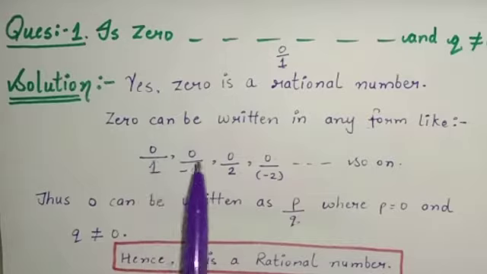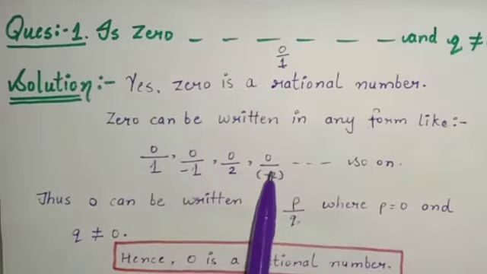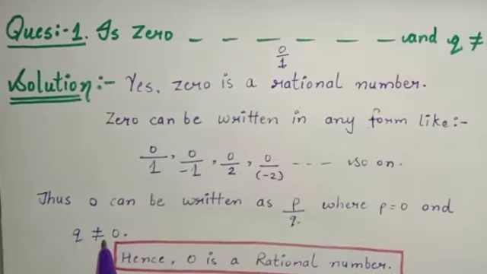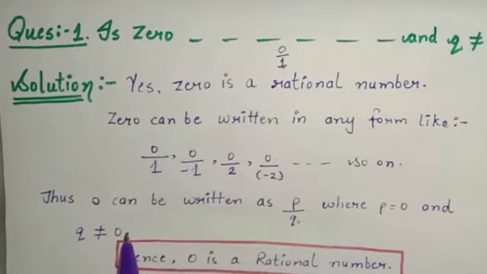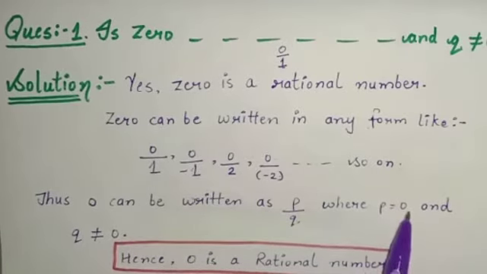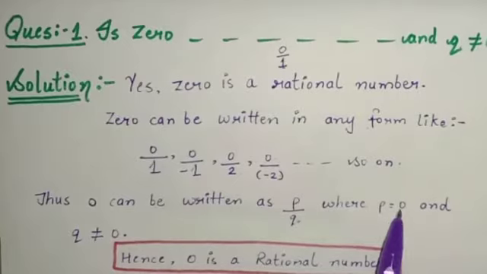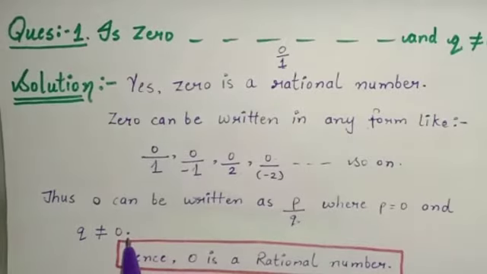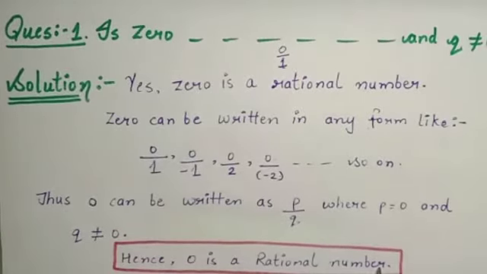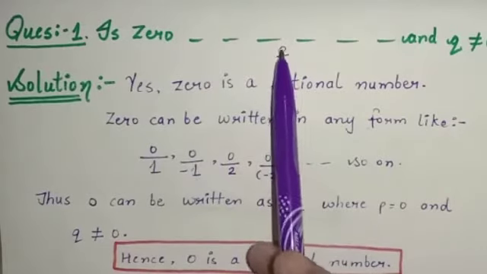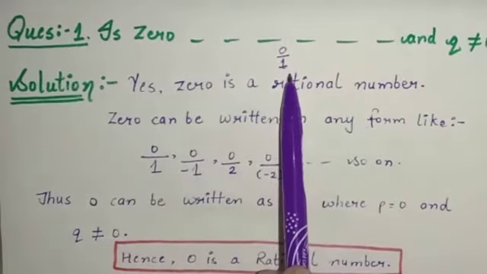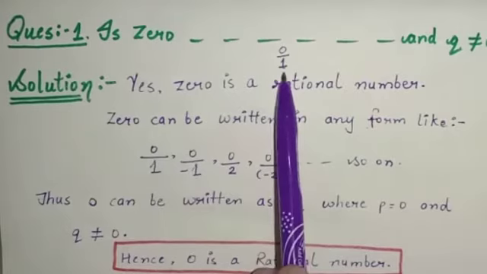मीन्स टू से हम 0 को किसी भी डिनोमिनेटर के साथ रख सकते हैं, बट द कंडीशन इज दैट वुड नॉट बी इक्वल्स टू 0. मीन्स p इज इक्वल्स टू 0 कि p तो 0 है लेकिन q 0 नहीं होना चाहिए. सो हेंस 0 इज अ रेशनल नंबर, क्योंकि 0 को हम p बाई q की फॉर्म में राइट डाउन कर सकते हैं because we can write it in the form of p by q.